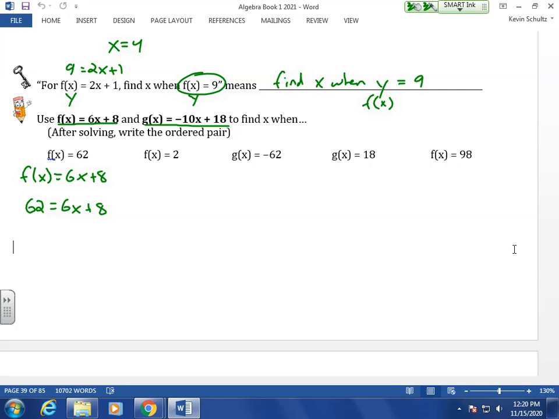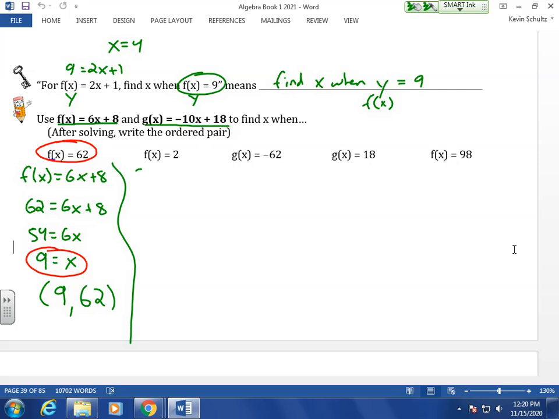So subtract 8 from both sides, opposite operations here. We get 54 equals 6x. Divided by 6, we get x equals 9. The ordered pair here is 9, 62. X equals 9, and y, or the function, equals 62. So 9, 62. Exactly the opposite as we did up above. Here we're being given the value of the equation, the value of the function, that y, and we're solving for x.